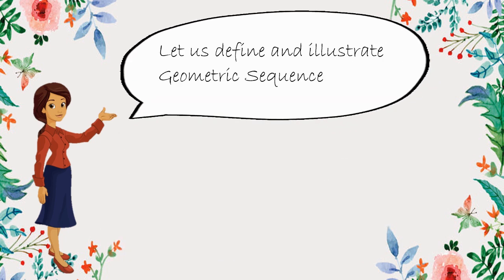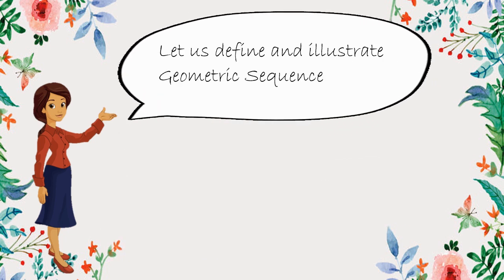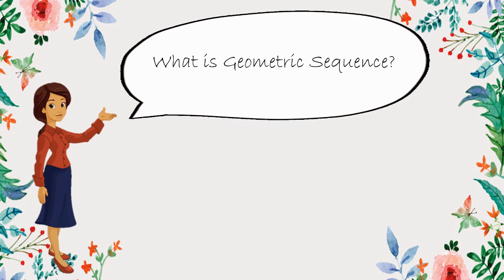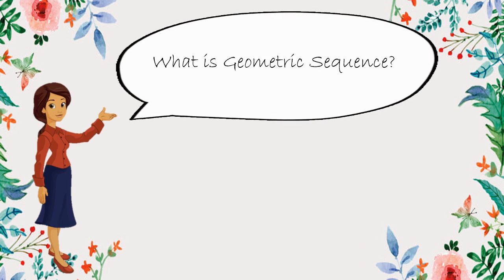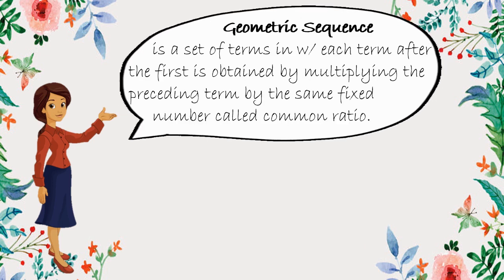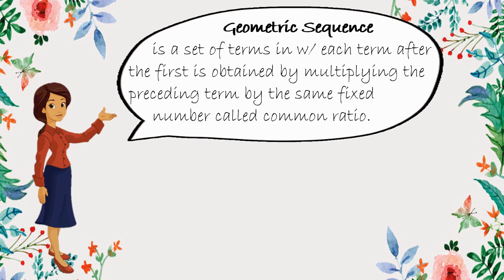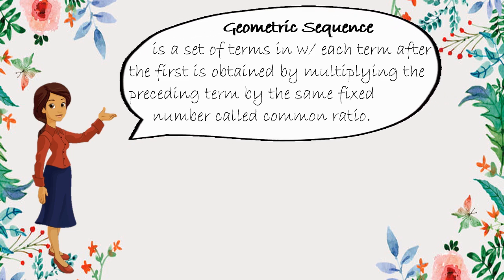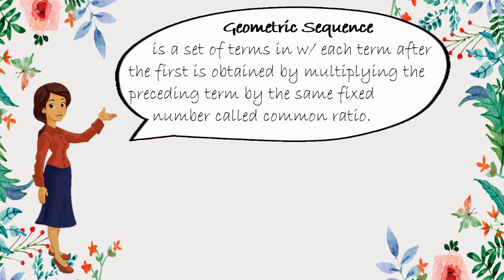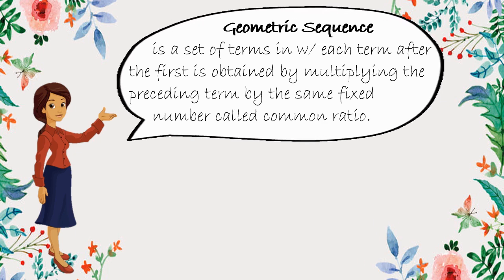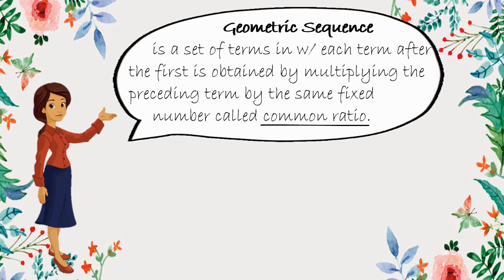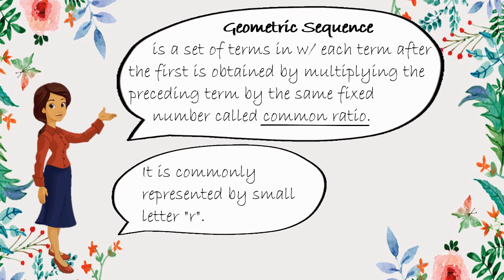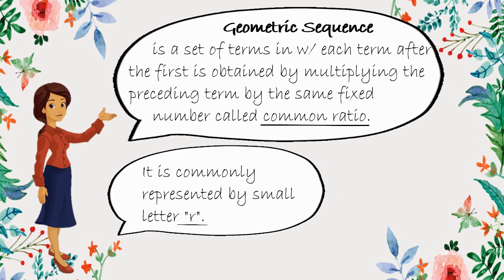To start our lesson, let us first define and illustrate geometric sequence. So what is a geometric sequence? Geometric sequence is a set of terms in which each term after the first is obtained by multiplying the preceding term by the same fixed number called the common ratio. It is commonly represented by small letter r.